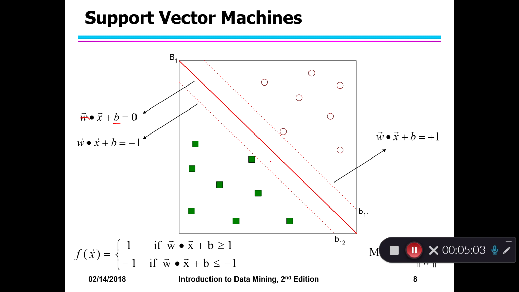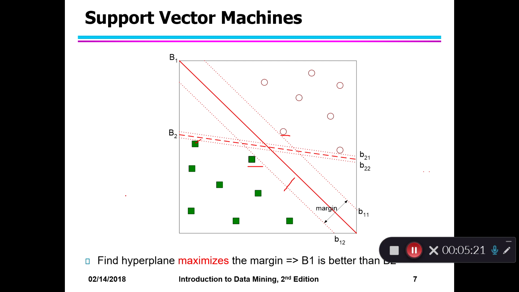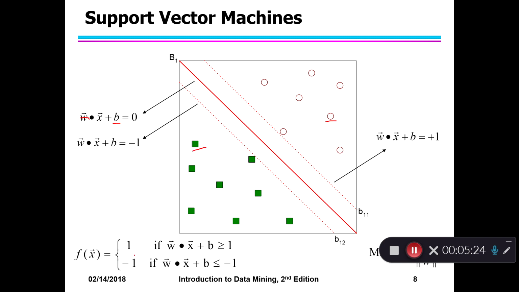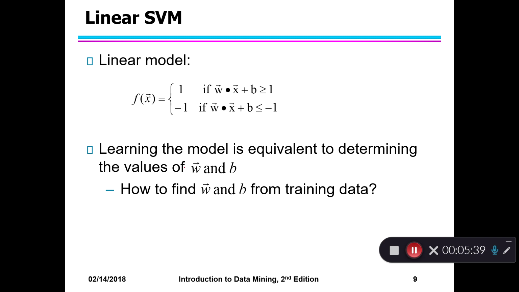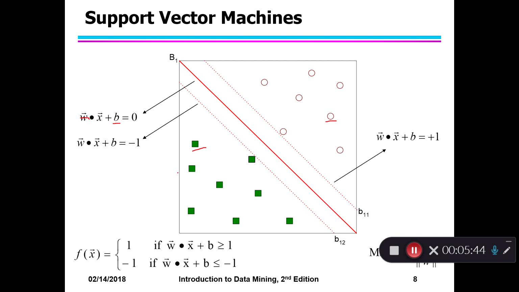Here we have linear equations for the margins as well. Since we have two different data sets, to classify these data sets we want a linear equation. Here f of x is a function which is equal to 1 when our linear equation is greater than or equal to 1. If it is less than or equal to -1, the linear model gives -1, as we stated here and as we can see in the graph.